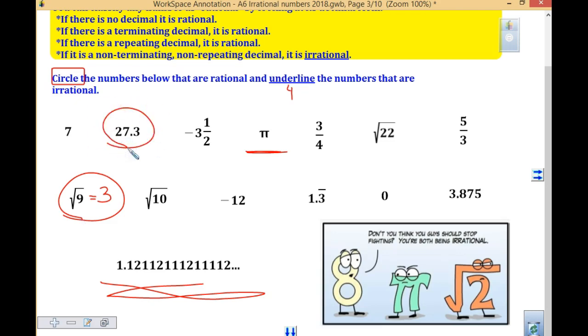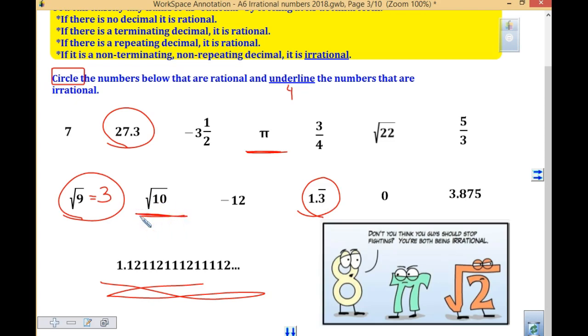Got one? 1.3. Where is that one? Oh, 1.3 repeating. Can't, right? It repeats. Repeat and terminate is rational. You got one for me? Square root 10. I can underline square root 10. So I got 3.